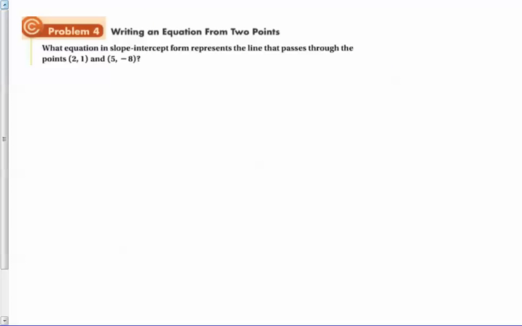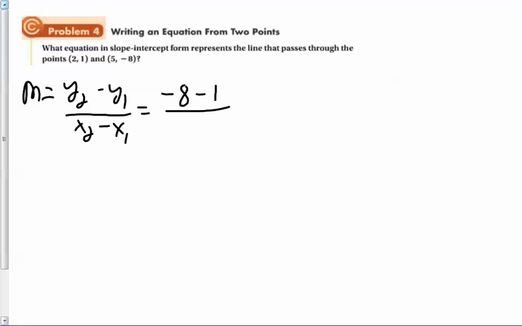This one's a little bit different, but it's not that bad. I gave you 2 points. I want to find the equation in slope-intercept form. So the first thing I'm going to do is find the slope. So there's my slope equation right there. Now I have y2 minus y1, which is negative 8 minus 1, over 5 minus 2. So negative 8 minus 1 is negative 9 over 3, which is negative 3. So there's my slope.